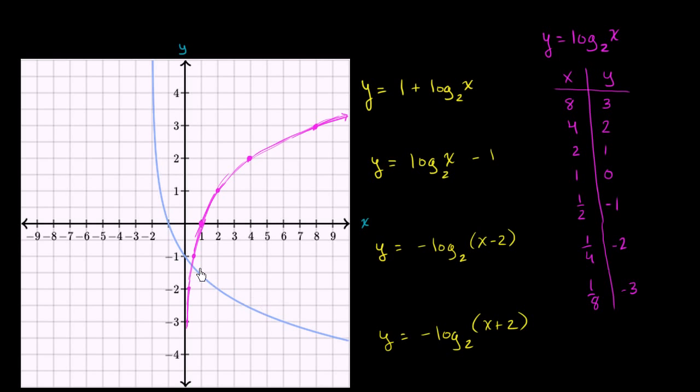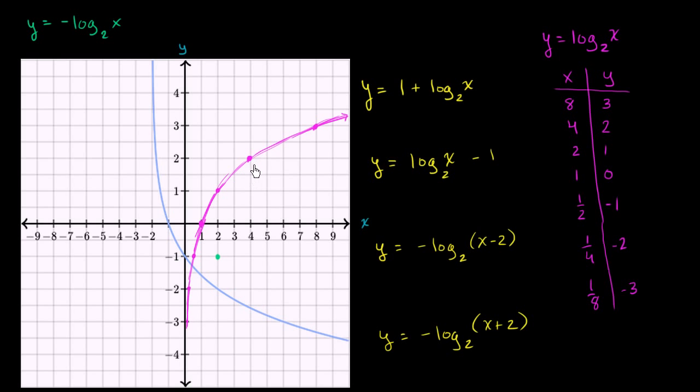How does this thing right over here look different? Well, the obvious thing that jumps out at me is that it's flipped over the x-axis. So that's a pretty good sign that we're going to have a negative log base 2 of x. So let's actually now graph that. What is y equals negative log base 2 of x going to look like? Well, each of these points, we're just going to flip it over the x-axis.